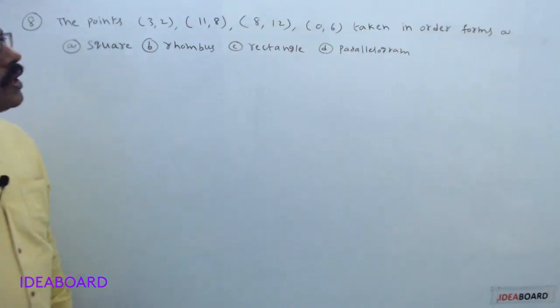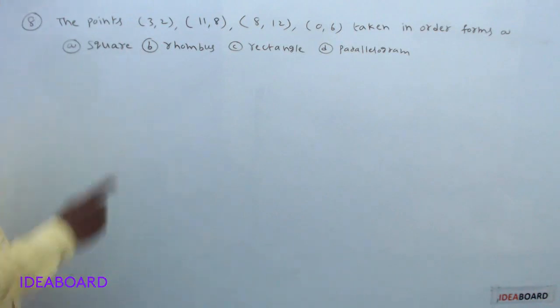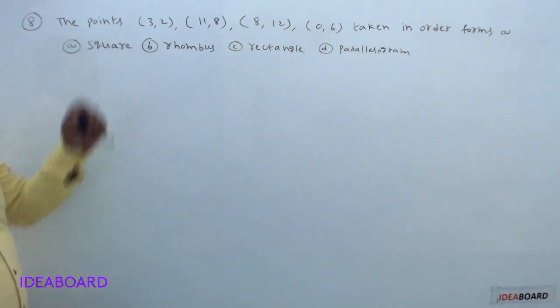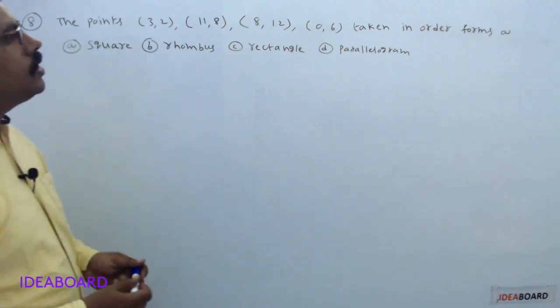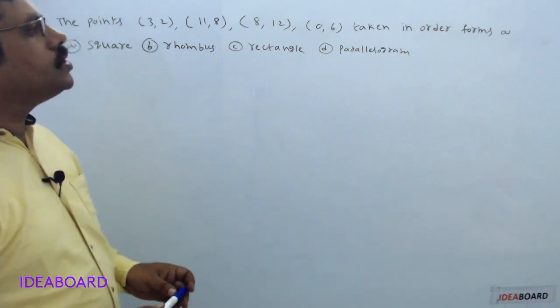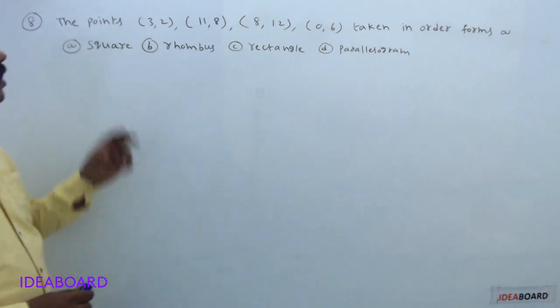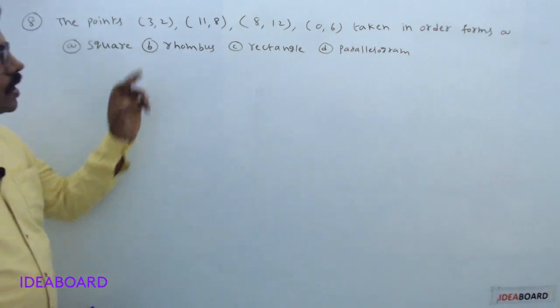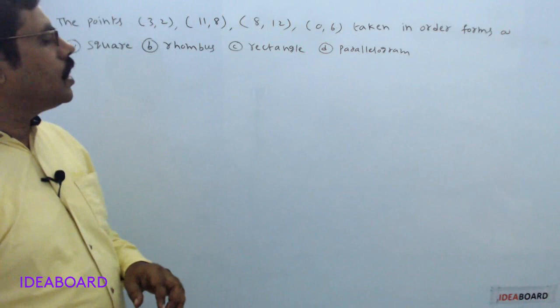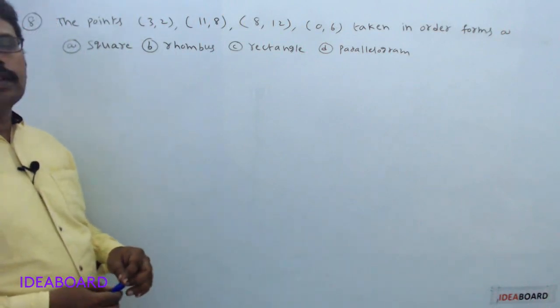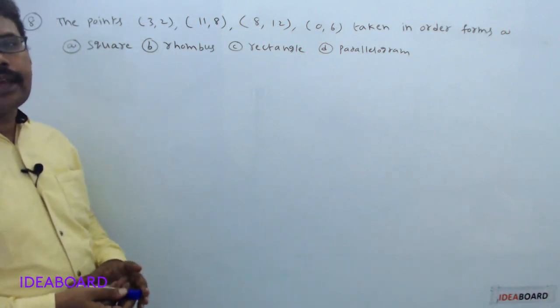Now come to the next problem. The points (3, 2), (11, 8), (8, 12), (0, 6) taken in order form a: first option square, second option rhombus, third option rectangle, fourth option parallelogram.